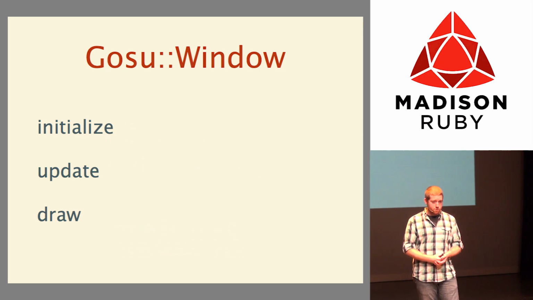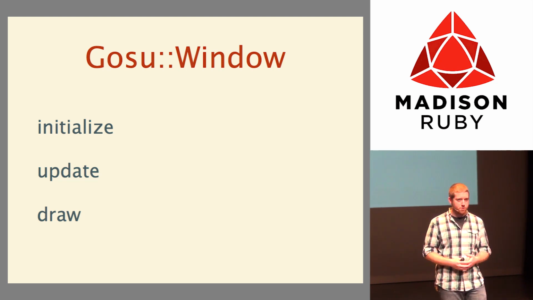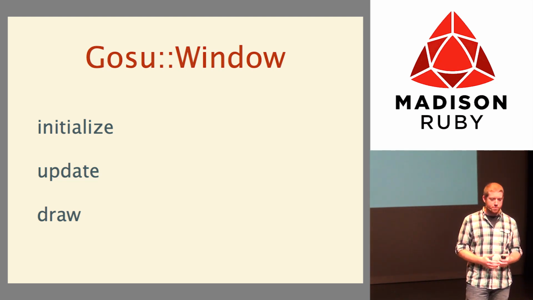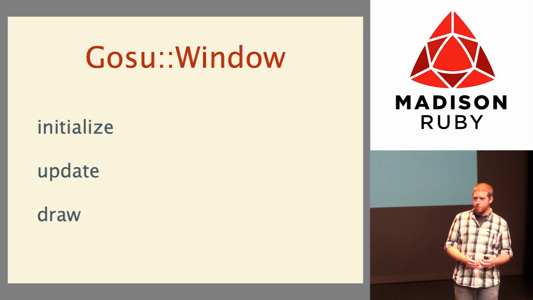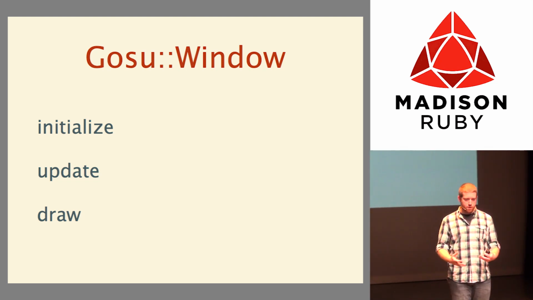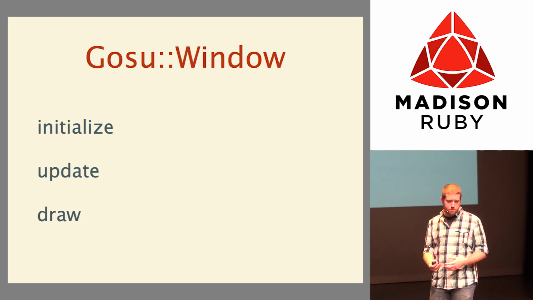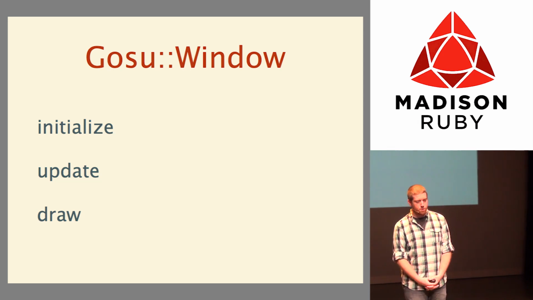At the core of Gosu is the window class, and this is what you subclass to make your game. And once you do that, you're responsible for implementing 3 methods on it: initialize, update, and draw. And you'll notice that these are the 3 methods from the game loop: your setup, the thing that affects your game, and then drawing the state out onto the world. And Gosu makes all of these pretty easy to do.